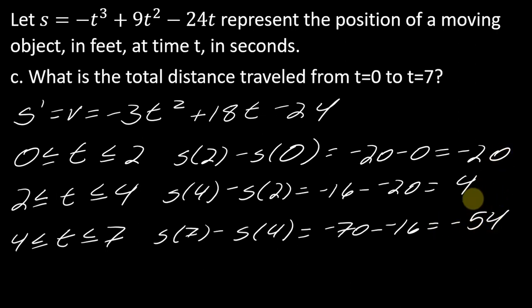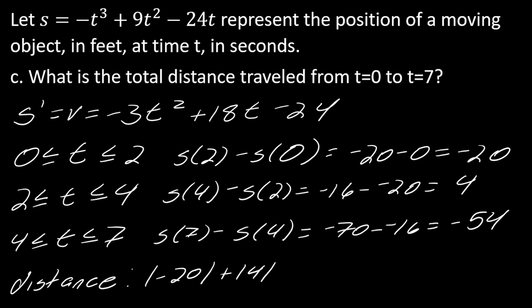Notice how I've picked up a lot of information by dividing up this interval. You might have thought, why can't I just take s of 7 minus s of 0? The short answer is you would have lost this little piece of information in here that you need for distance. So to calculate my actual distance, you take the absolute value of each one of those measurements. So this is 20 feet one direction, 4 feet the other direction, and then 54 going backwards again. All of this will equal 78 feet. So that's the actual total distance.